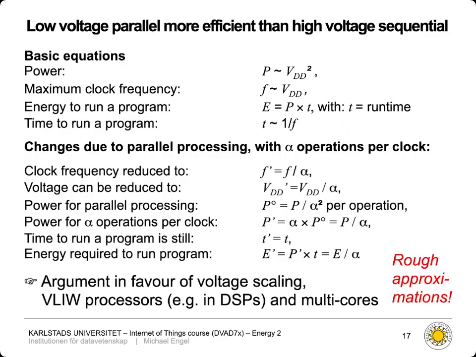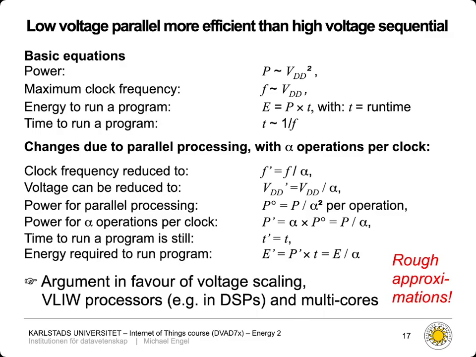So what else can you do to save energy? Well, you can have more processing units on a chip if you want, or more processing units in a single processor that, for example, can do additions in parallel. So we see that a low voltage parallel execution is more energy efficient than a high voltage sequential execution.